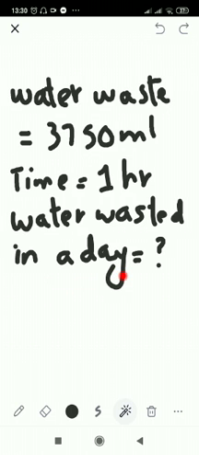So we are going to find out first how many hours there are in a day. In a day there are 24 hours. We know that in a day there are 24 hours, so how much water will be wasted in 24 hours? We are going to multiply to check how much water is going to be wasted in 24 hours.